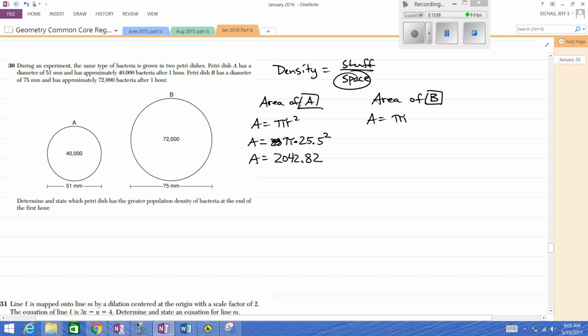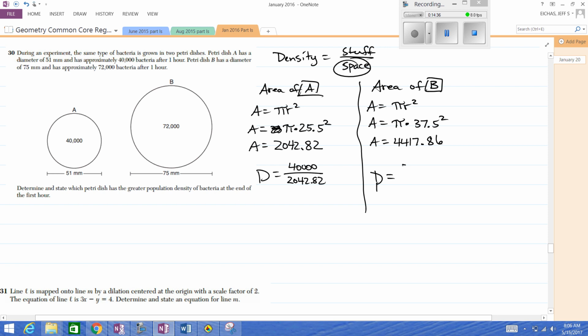Okay, pi r squared, and the radius is 37.5, and that's looking like 4417.86. All right, now the density of each separate. Okay, here we go. Let's kind of separate these. So the density of this one is, I've got 40,000 bacteria in a space of 2,042.82. Over here, we have 72,000. A little more space, double space at least. So, looks like this one's going to have more density.